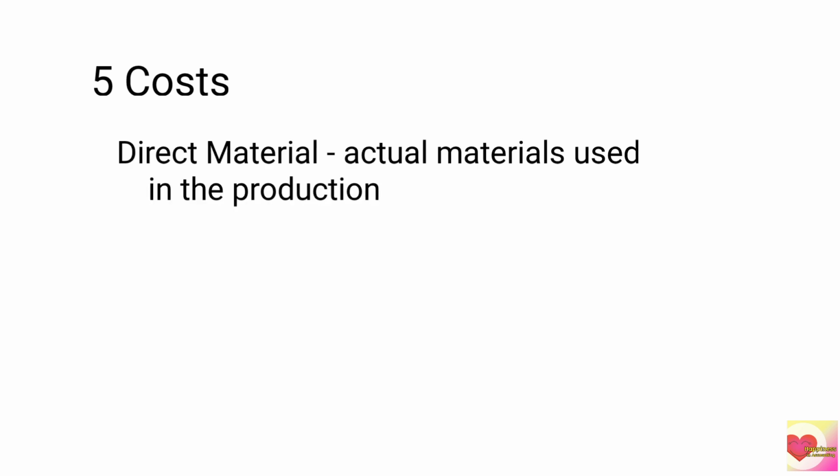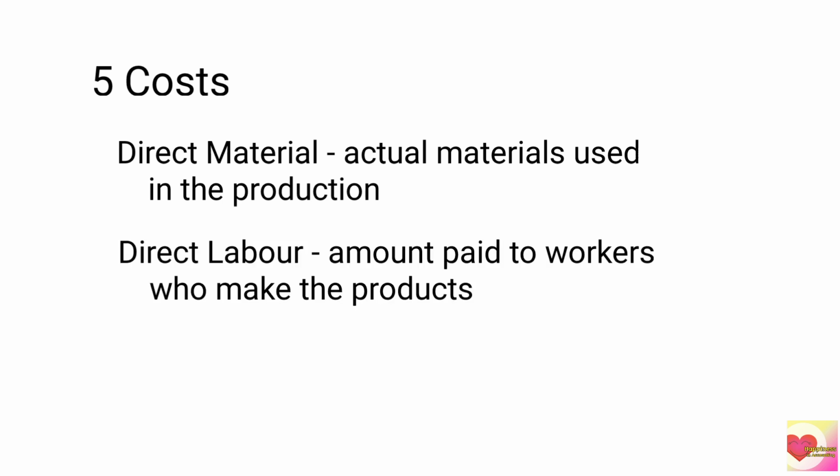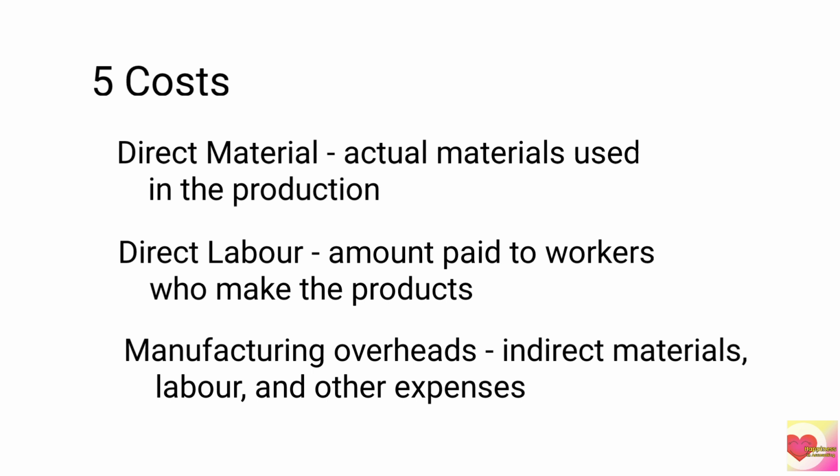First is direct materials. This is the actual materials used in the production. Next is direct labor. This is the amount paid to workers who make the products. Next is manufacturing overheads. These are indirect costs like indirect materials, indirect labor, and other expenses. This includes labor costs for the factory supervisor or factory costs, which is rent, which will be covered in the later videos about the overhead absorption.